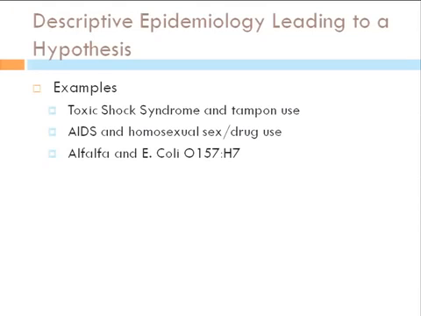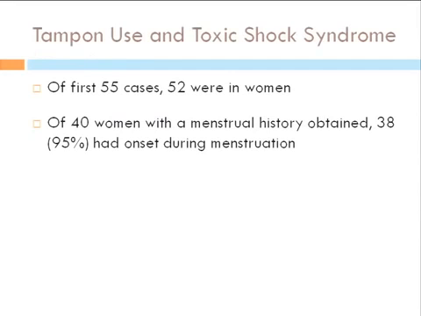Okay, so for tampon use and toxic shock syndrome, you guys all know this story, right? It's in the late 70s, early 80s, okay? They had this sudden spike of toxic shock syndrome, okay? It's basically a new syndrome that was being described. Of the first 55 cases, 52 of them were women, all right? And of the 40 women that they had data for with menstrual history, 38% of them had onset during menstruation. So that led them to believe that it probably had something to do with menstruation.